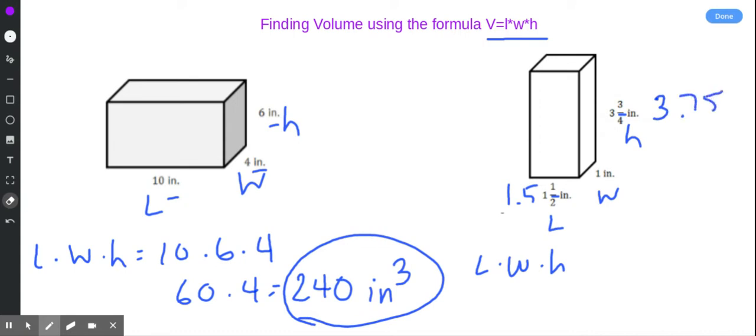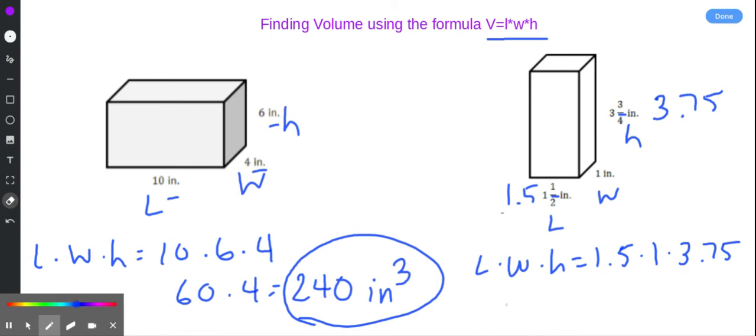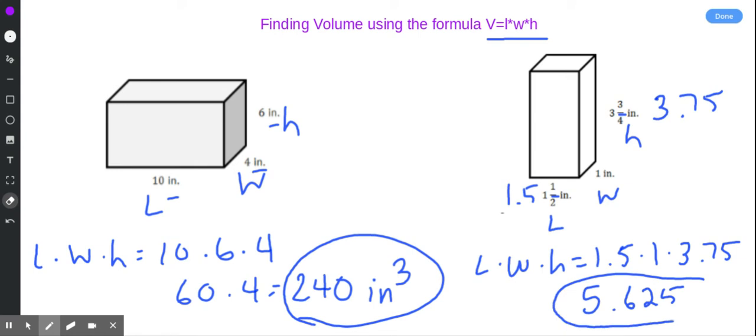3.75. So now when I come down here to do my formula, I'm doing 1.5 times 1 times 3.75. Right? If you plug that right into your calculator, you would end up with 5.625, I believe. And that's okay to keep it as a decimal. Okay, and then it is inches still, and it's inches cubed, or cubic inches.